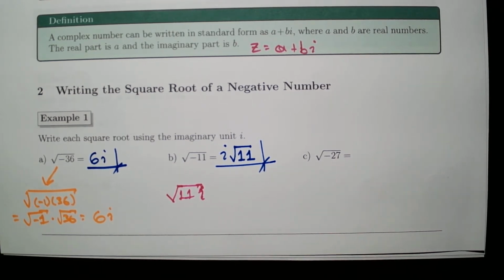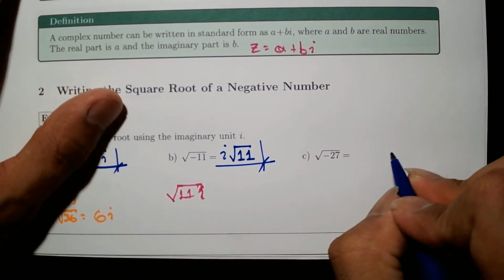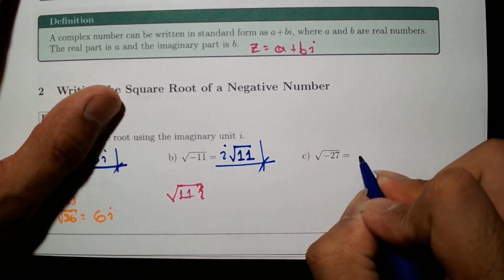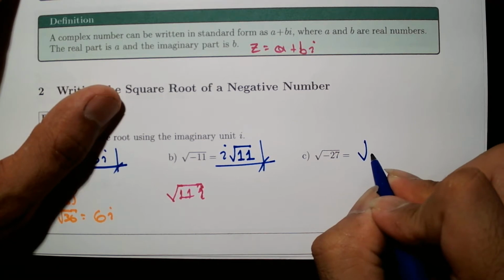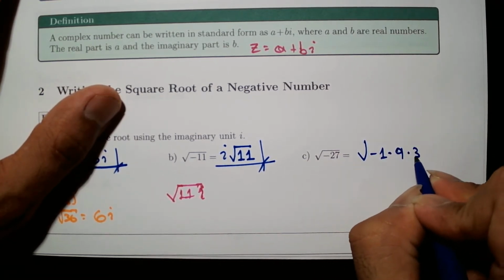Let's look at another number. Clearly, the number 27 is not a perfect square. If it were 25, we're done, 5i, but not in this case. However, you might remember, let me do negative 1, 9 times 3.